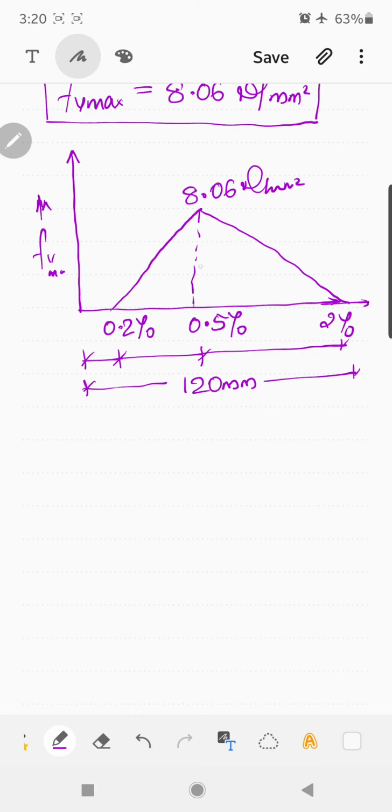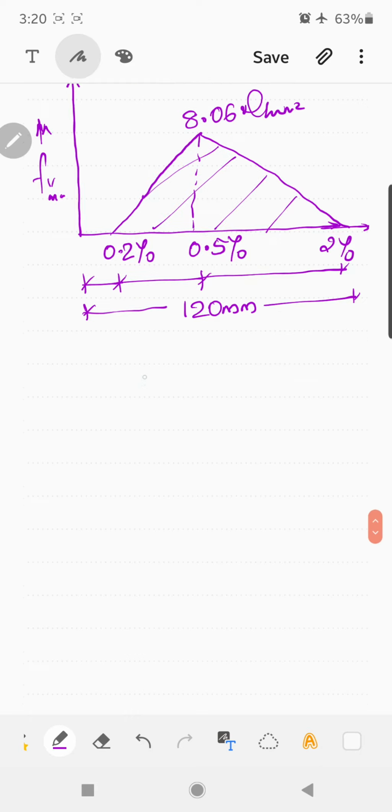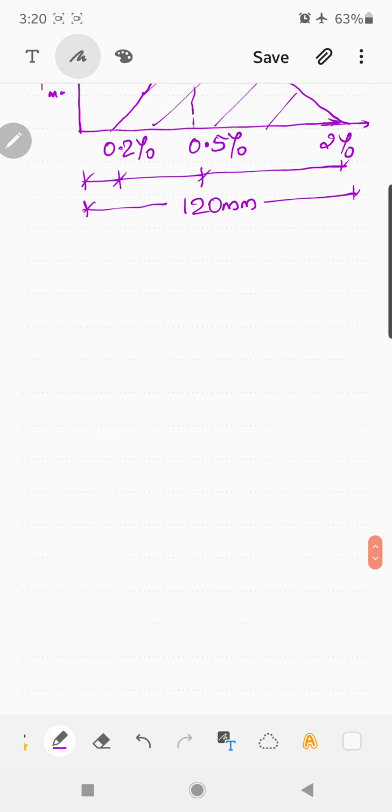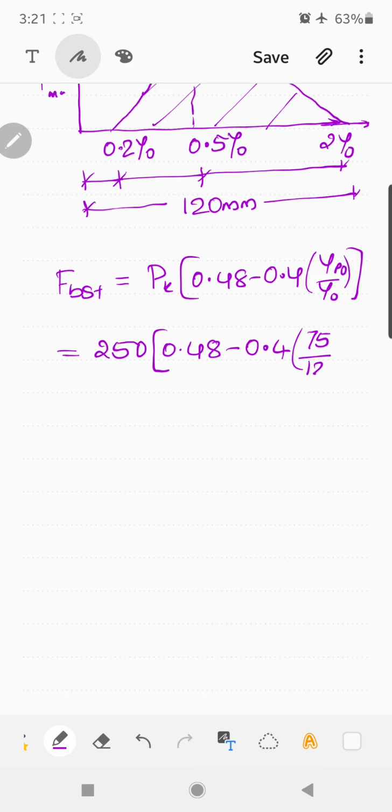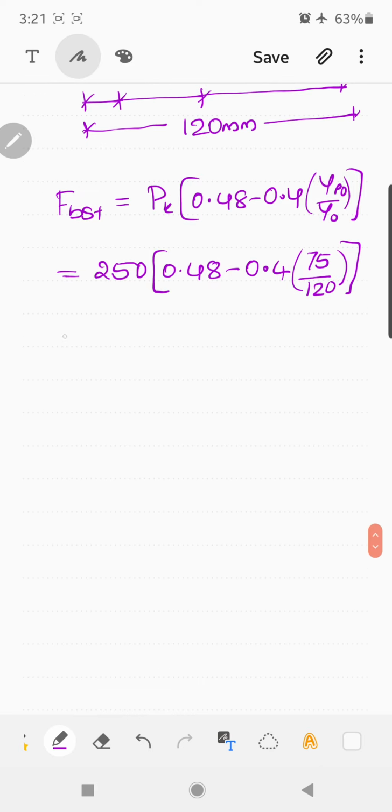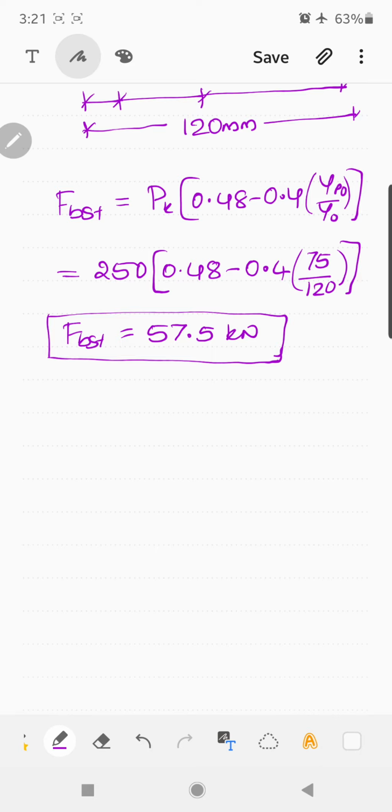Now for the bursting tension force, you can calculate the area of this diagram, or use the formula given by Zielinski: FBST is equal to PK into (0.48 minus 0.4 yp naught by y naught). The PK value is 250 kilonewton. yp naught is 75 by 2 and y naught is 120 by 2, so the 2 cancels. So FBST you will get as 57.5 kilonewton. Now this ends the problem.